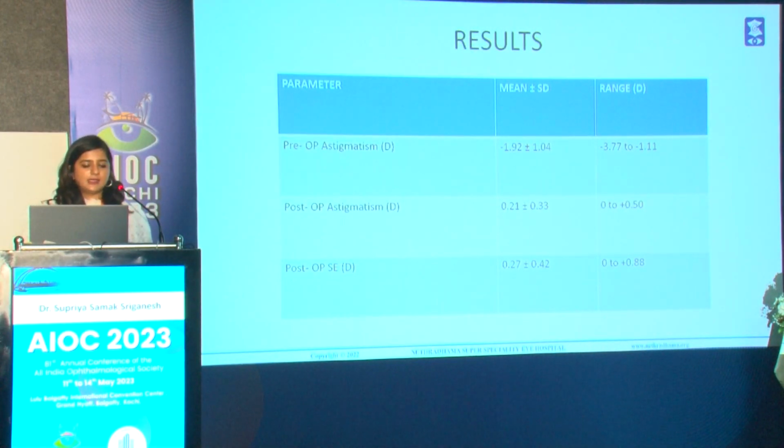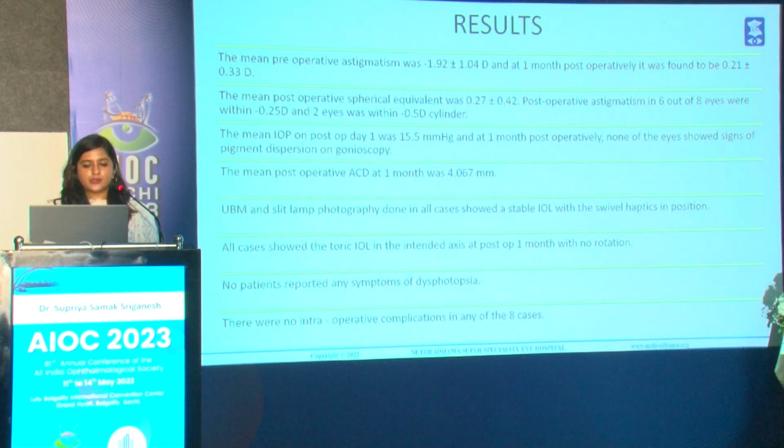So our results: the mean pre-op astigmatism was about -1.92, and post-operatively we found that the mean was 0.21 plus or minus 0.33, and the spherical equivalent is 0.27 plus or minus 0.42, which shows good visual outcomes.